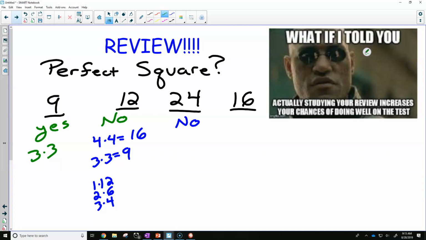4 times 4 is 16, and then 5 times 5 is 25. So if I did 4 squared, 16. 5 squared was 25. And 24 came between the two. So 4, 5, those were consecutive. So it's not a perfect square. How about 16? Okay, I got this one.